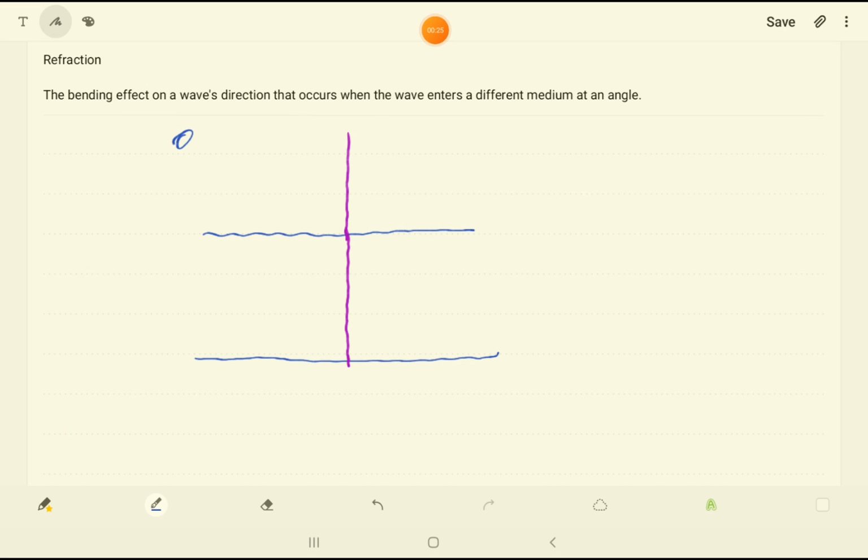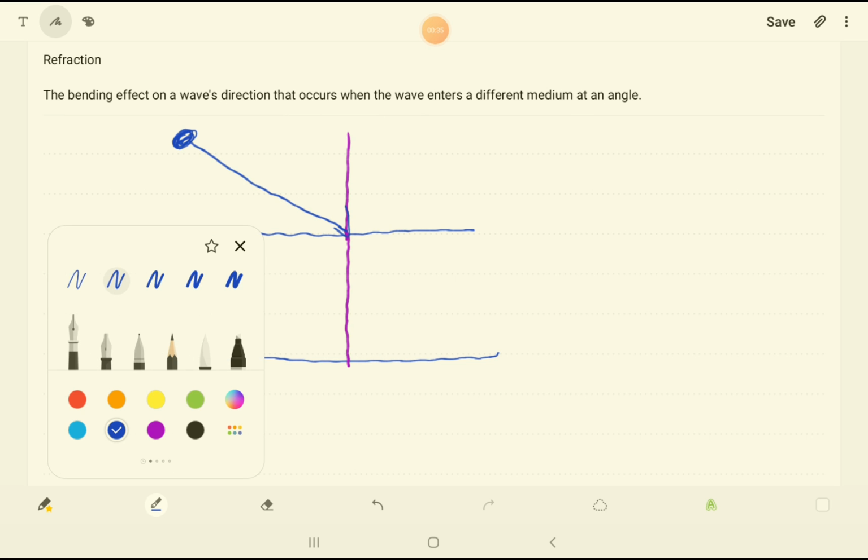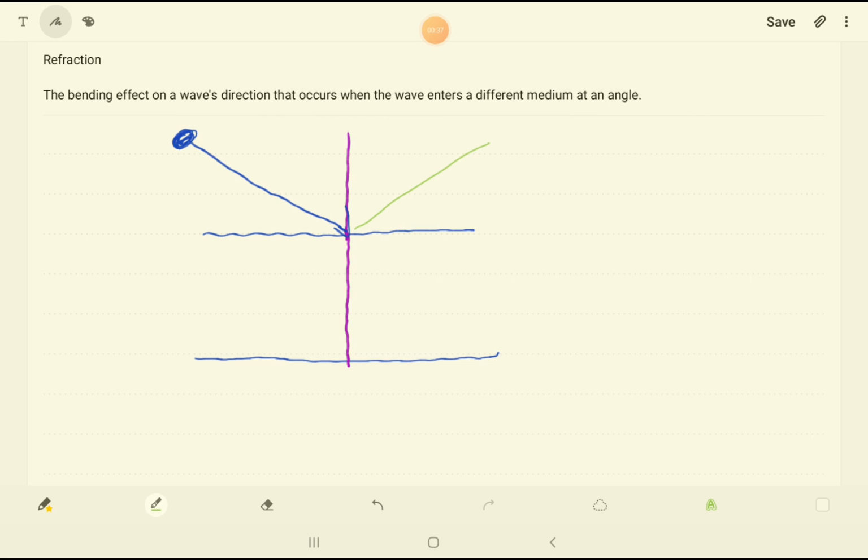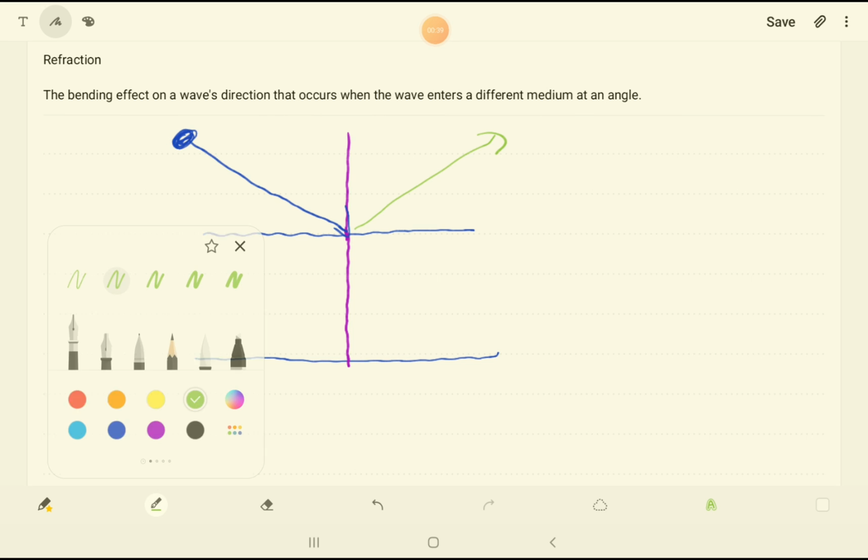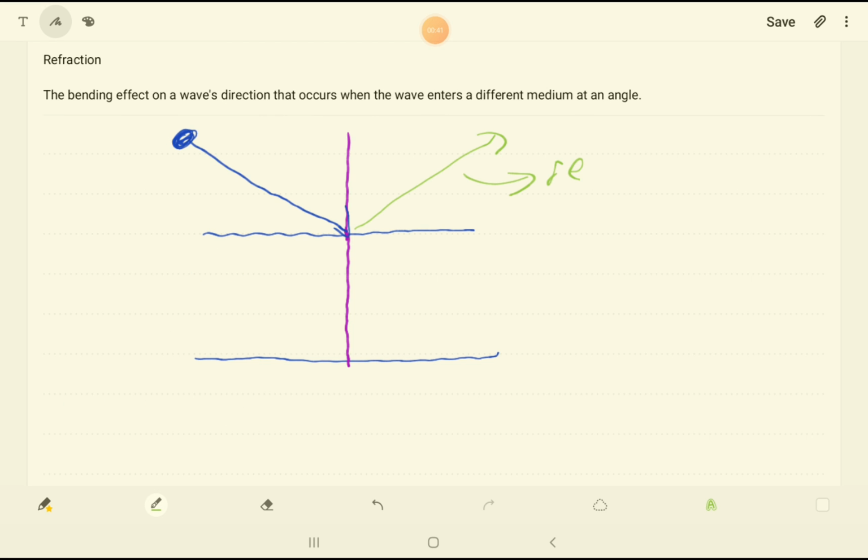And so let's say from our source here we have an incident ray that goes into the normal, and let me draw that more properly, at this angle. A reflective wave would look like this. Okay, and this would be reflection. And we know that these two angles would be identical.